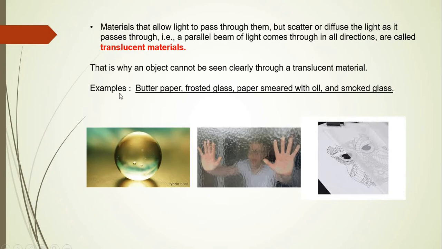So examples of translucent materials are butter paper, frosted glass, paper smeared with oil, and smoked glass. These all are what? Translucent material.